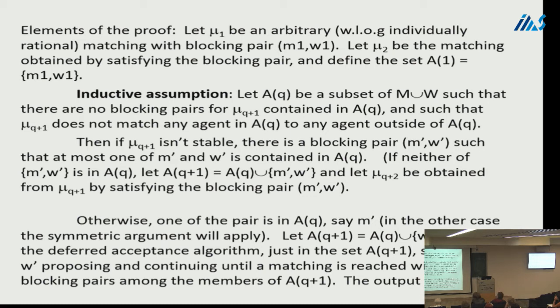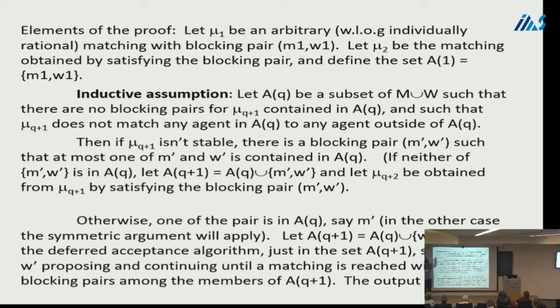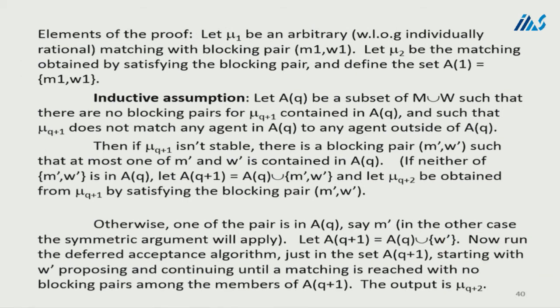Let's create a new matching, mu2. We'll satisfy the blocking pair. The new matching will be just the same as the old matching, except man 1 and woman 1 will be matched to each other, and whoever they were matched to in the first matching will be single. Okay, that's the new matching, and we put man 1 and woman 1 into this set A1. This is where we're going to collect pairs that aren't blocking pairs to our current matching. And so it's going to be a proof by induction.